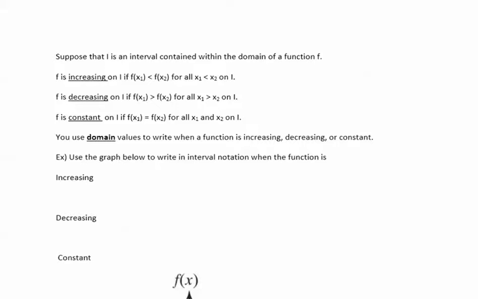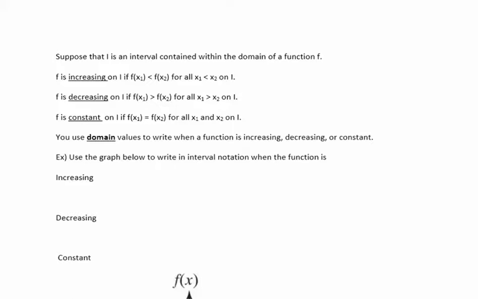F is decreasing on I if f of x1 is greater than f of x2 for all x1 greater than x2 on I. That's telling me that the range values are decreasing from left to right. And f is constant on I if f of x1 is equal to f of x2 for all x1 and x2 on I. Okay? You will use domain values to write when a function is increasing, decreasing, or constant.